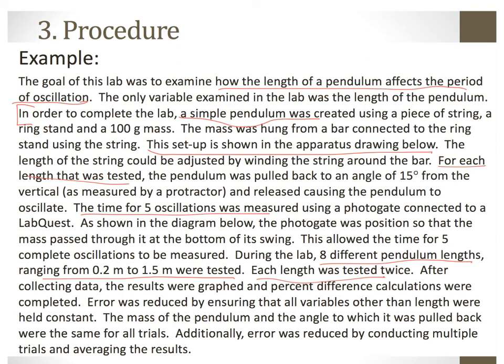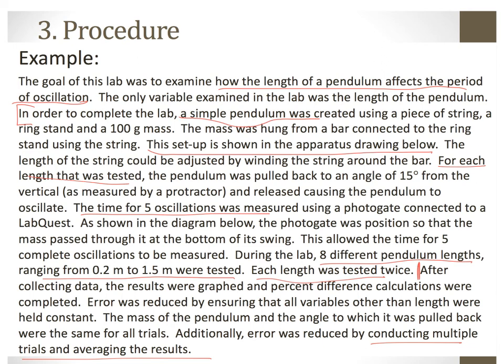So now we've kind of wrapped up what was done in the lab, and now we're going to talk a little bit about how we analyze the results. So the results were graphed and percent difference calculations were done, and then how error was reduced. Error is reduced by ensuring that all the variables were held constant. That's a big one. That's important, that we hold the other variables constant. And then the other thing, and this is actually really easy, and you did this, was conducting multiple trials and averaging results. That helps to reduce error.